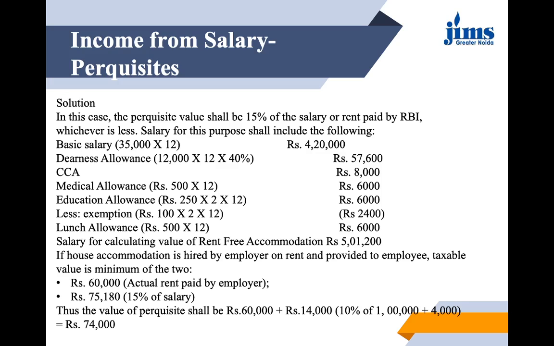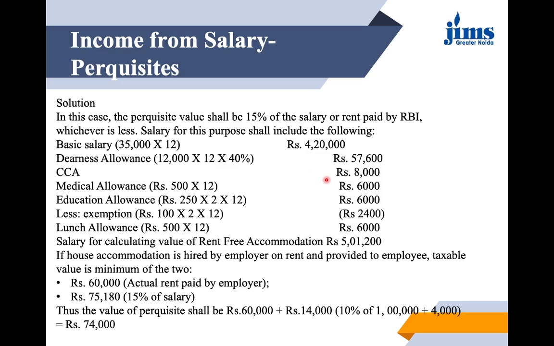In this case, what has happened? The perquisite value shall be 15% of the salary or the rent which is paid by RBI, whichever is less. So let us compute the salary first of all. We will consider the basic salary for 12 months, that is 35,000 into 12, which will come out as 4,20,000. Then further we will consider the DA, only that 40%. So 12,000 for 12 months, but 40% of that part, so 57,600.